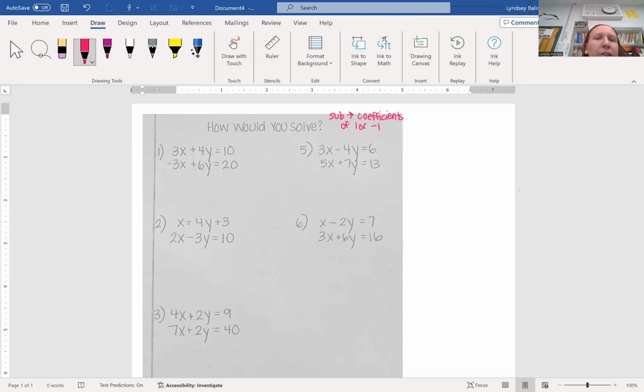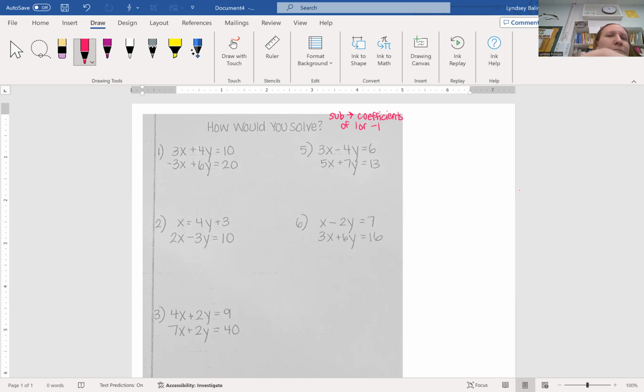Okay, so for each of these, there could be multiple answers of what we could do here. I'm not saying one is necessarily better than the other, but if there's a couple that jump out at me, I'll make sure to mention all the methods that would work here. So number one, I don't see any x equals or y equals or even coefficients of 1 or -1. I'm thinking substitution, not the best thing here.